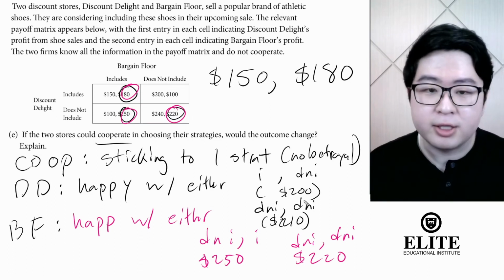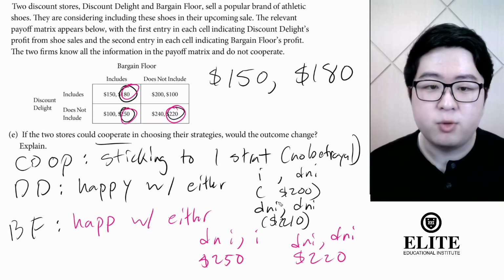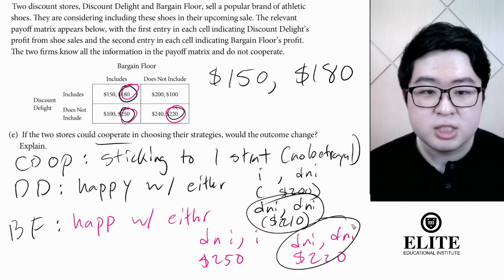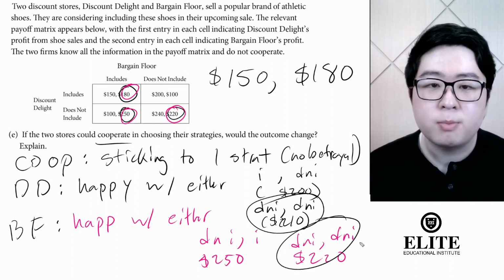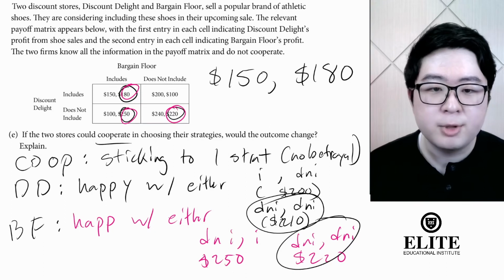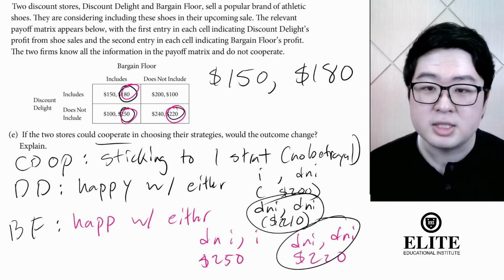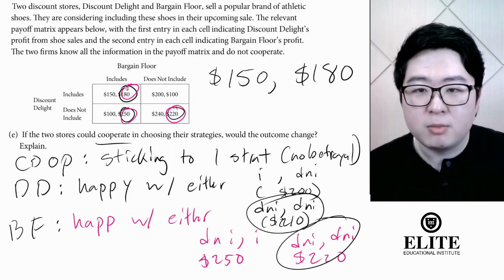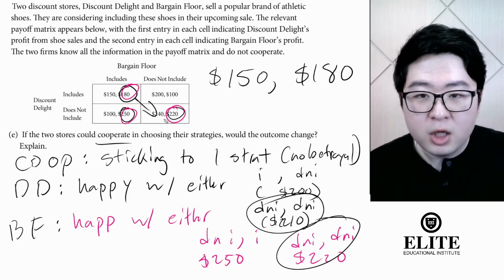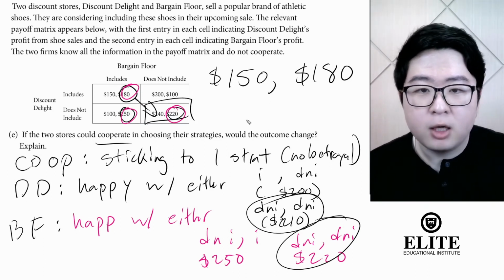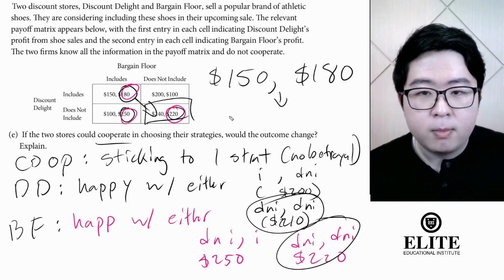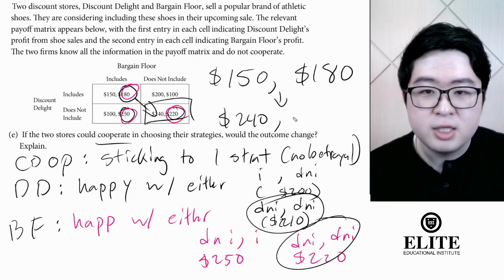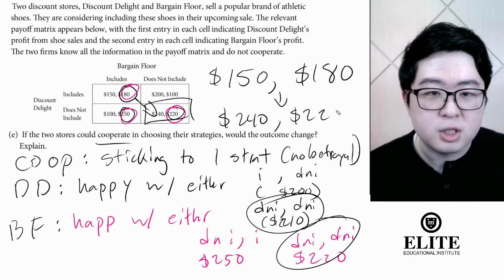And there very clearly is, right? Discount Delight is happy with DNI, DNI, and Bargain Floor is also happier with DNI, DNI. It'll be making more profit compared to the Nash equilibrium in both of these cases. And as such, if these two stores cooperate, they're going to be moving from the Nash equilibrium to this cell at the bottom right here, where Discount Delight makes $240 in profit, and Bargain Floor makes $220 in profit.